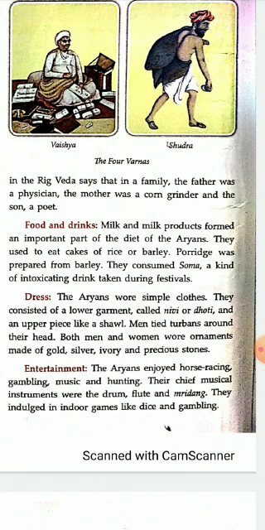Their chief musical instruments were the drum, flute and mridang. So their main musical instruments were the drum, the flute and the mridang. Mridang is similar to a drum. It is similar to a tabla, but it's kept on the lap. The person keeps the mridang on the lap and then plays the instrument.